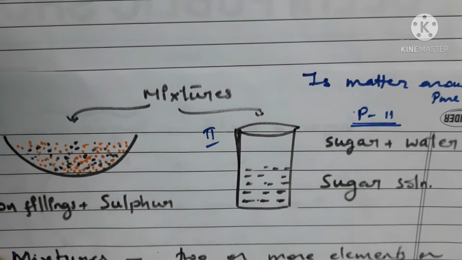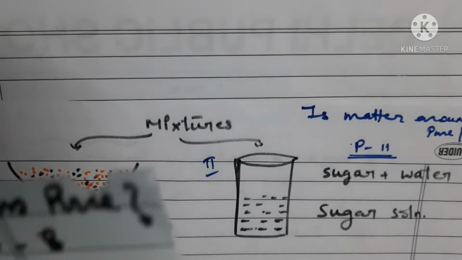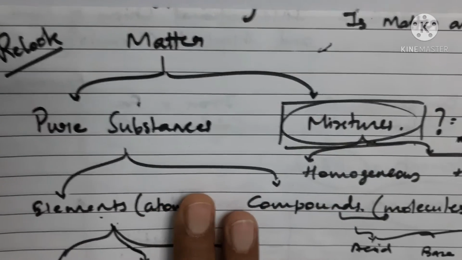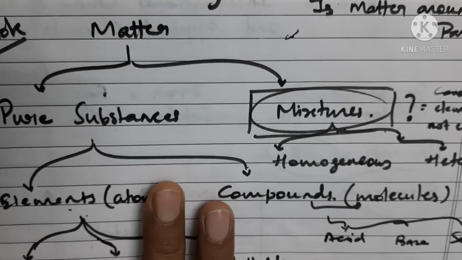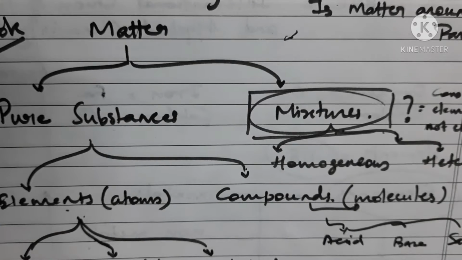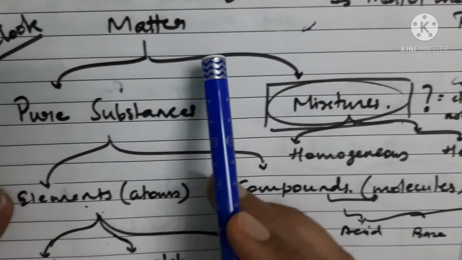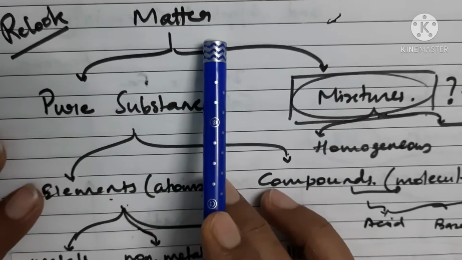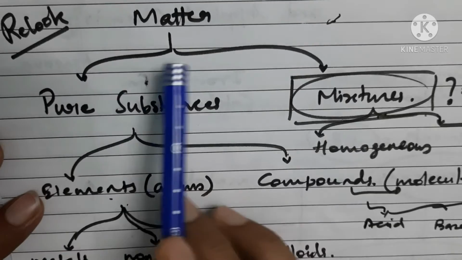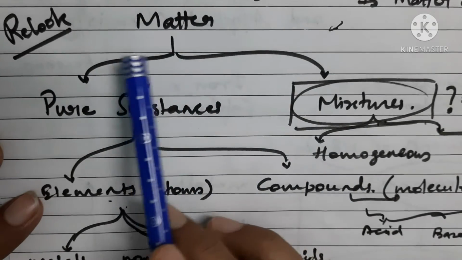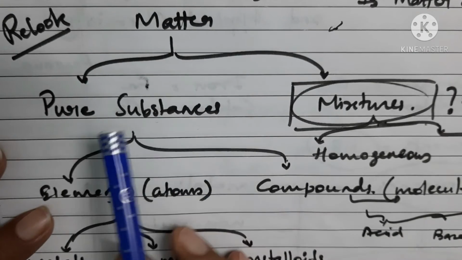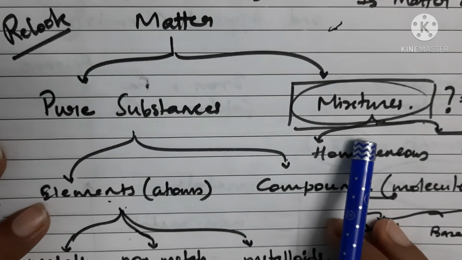But before going further, let us have a relook again, as we are always doing a relook, so that we can understand how much we have gone through in the sessions, how much we have completed. Now in this relook, we are having matter. Matter we have already done. It is divided into two classifications on the basis of chemical composition. First one is pure substances and the second one is mixtures.